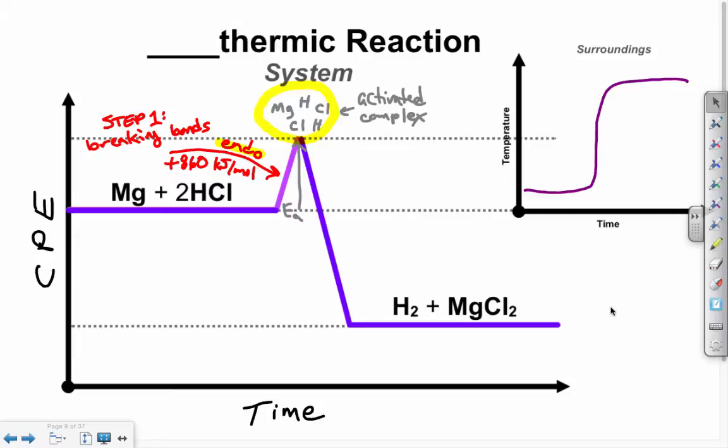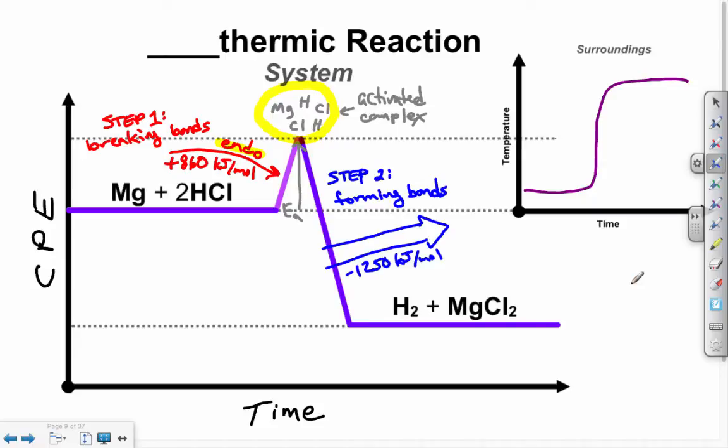Almost immediately after the old bonds of the reactants break, the new bonds of the products form. If the breaking of bonds requires energy, then the forming of bonds releases it, as the hydrogen, magnesium, and chlorine atoms form the bonds of the products. A negative 1,250 kilojoules per mole of CPE is released, resulting in products that are lower in energy than their reactants. The forming of bonds is exothermic because energy is being released.